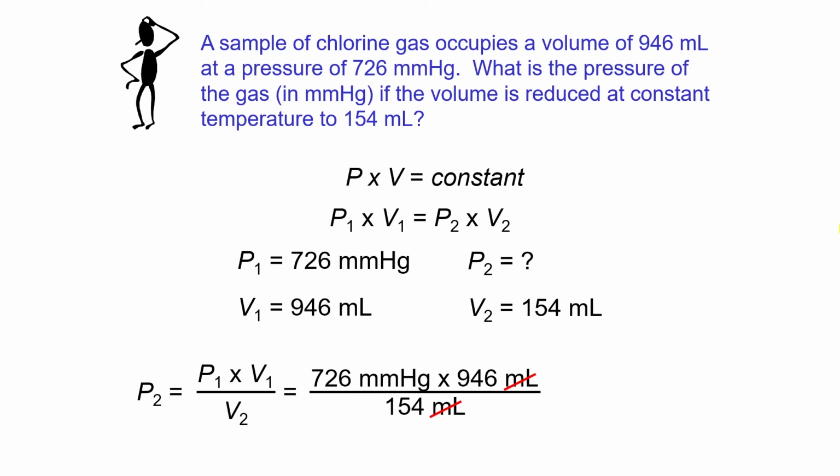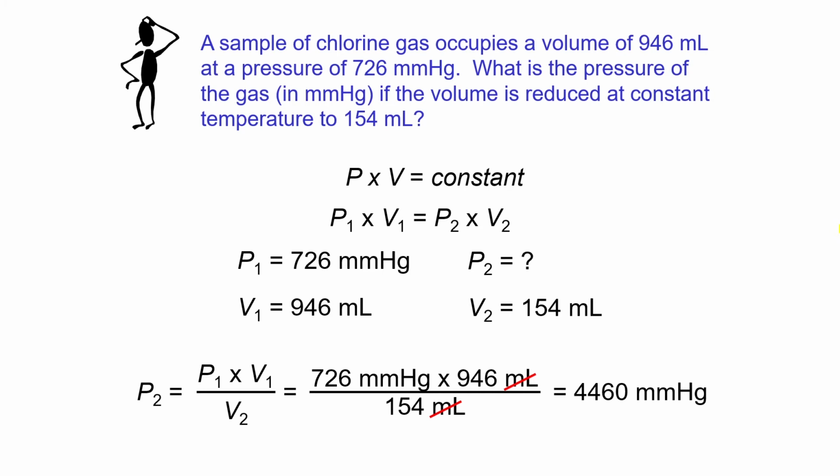Now, remember, qualitatively, Boyle's law says that the pressure and volume vary inversely to each other. So if I decrease the volume, what should I expect to happen to the pressure? That's right. If one decreases, the other one should increase. So I should arrive at a value of pressure here that is higher than my initial pressure. And that's going to check my result.